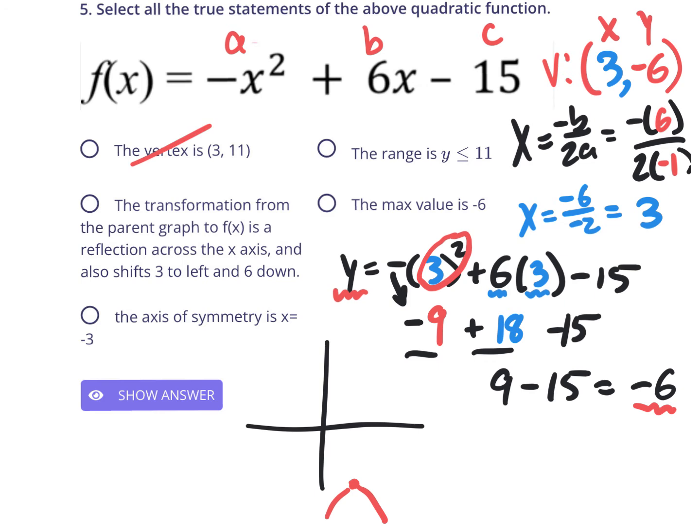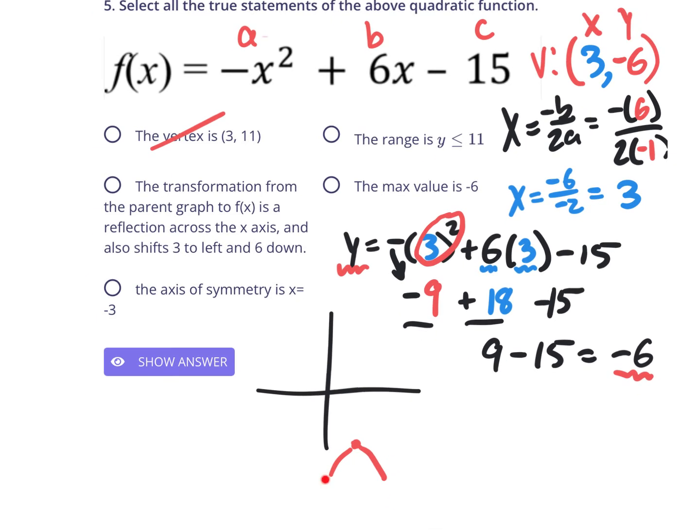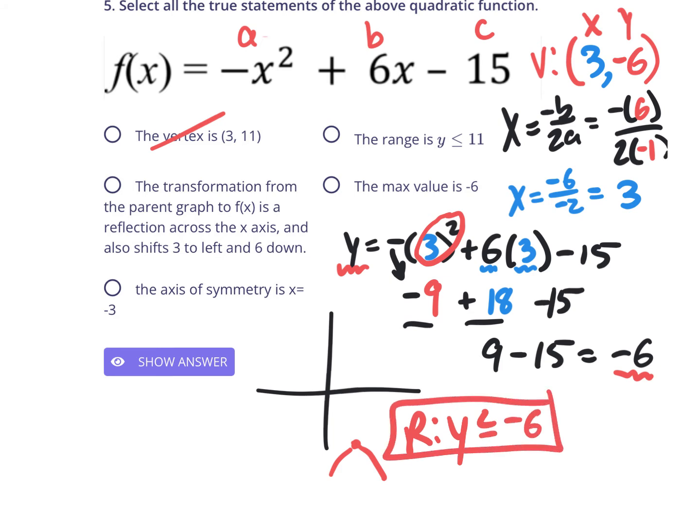So if it opens down, then technically you reach a maximum height of whatever that y value of your vertex is, and then it goes down forever, okay? So the range is definitely not greater than, but it's less than this certain y value, the y value of your vertex. So the range is y is less than or equal to negative 6. That's your range. And this is not it. This is the range is less than or equal to 11. That's wrong. So far both statements have been wrong. Let's go with this one.